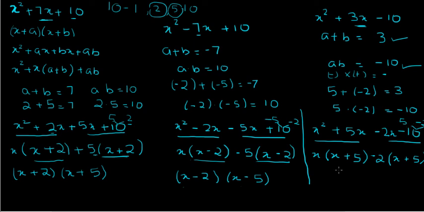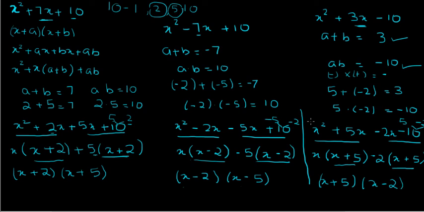Now in these two terms again, we observe that x plus 5 is common. Let's take x plus 5. Okay, what are we left with? From the first term, once we remove x plus 5, we are left with x. And from the second term, once we remove x plus 5, we are left with minus 2. So the two factors, or the binomial factors of the quadratic polynomial x squared plus 3x minus 10 are x plus 5 times x minus 2.